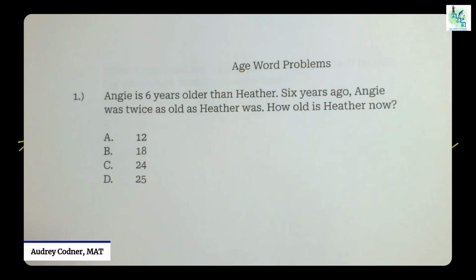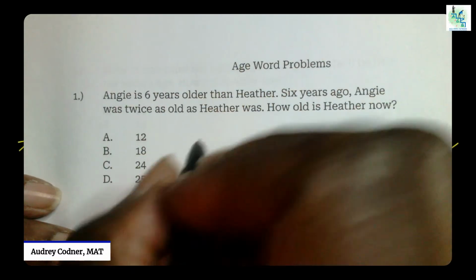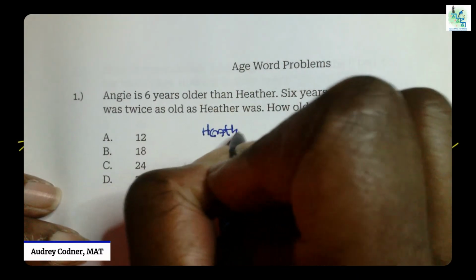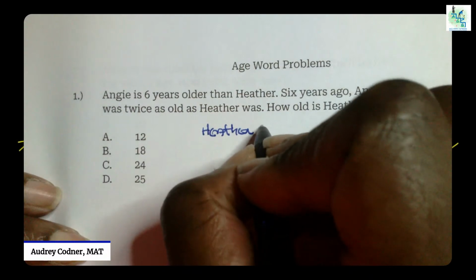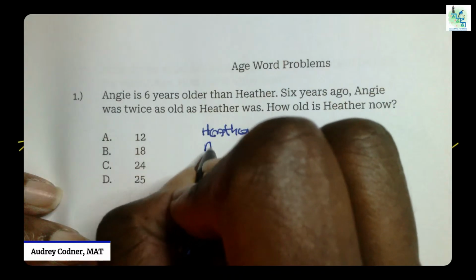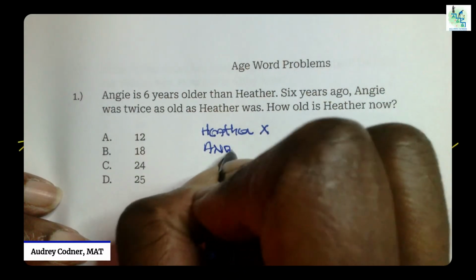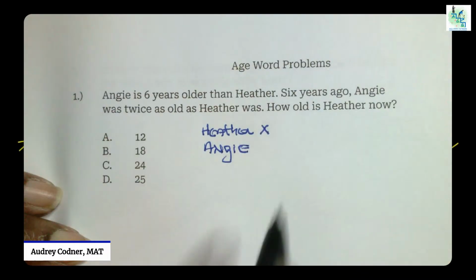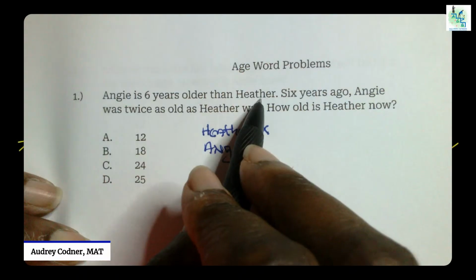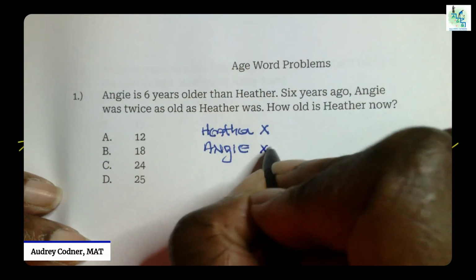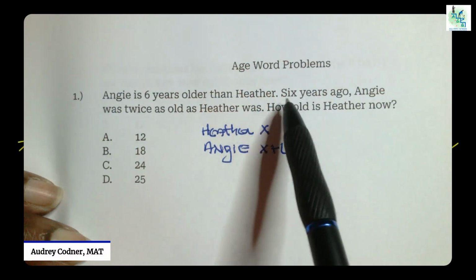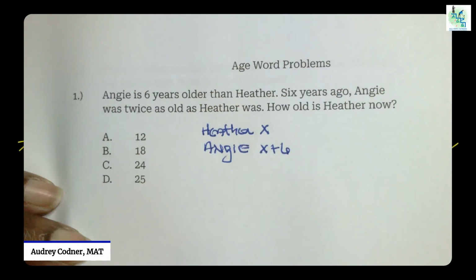All right. Well, one, there's two people. The first one, we got Heather, and let's say Heather is our x. Then the other person is Angie. The one thing that we know about Angie is she's 6 years older than Heather, so I can say x plus 6. Now we've got to take a look at the next part.